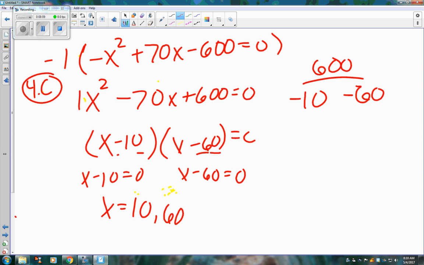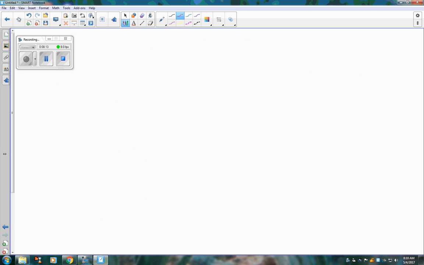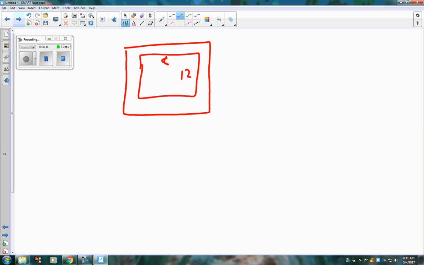Alright. Number 5 says that a garden measures 8 feet by 12 feet. So I'm going to draw my garden. This is 8. That's 12. And it has a walkway around it. So I'm going to draw a walkway. The walkway has a uniform width. That means this whole thing is the same size all the way around.